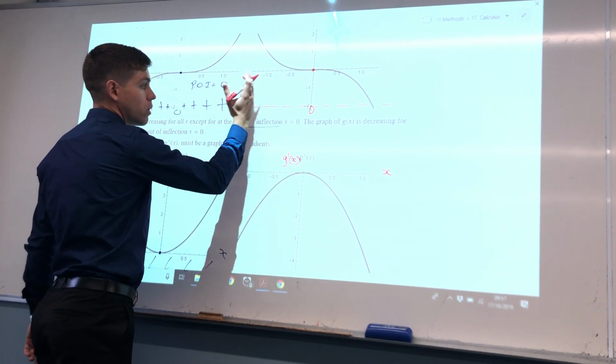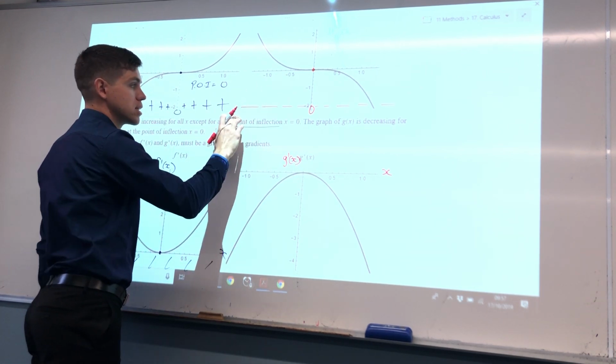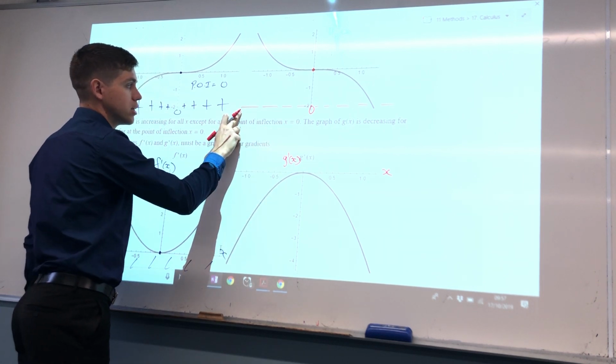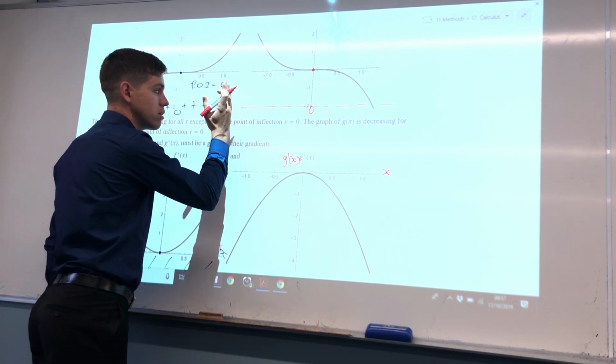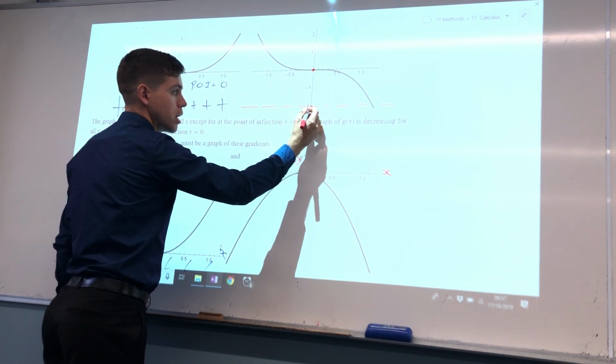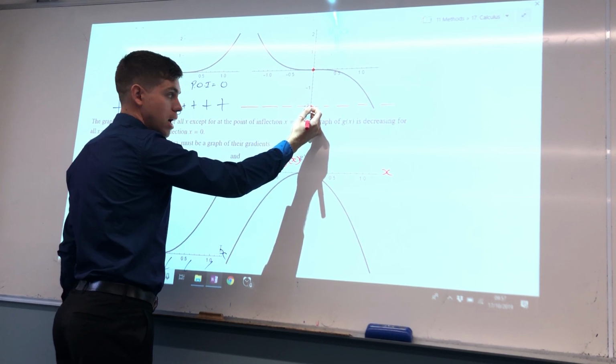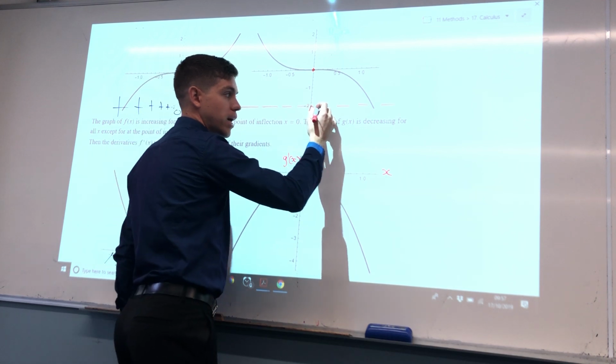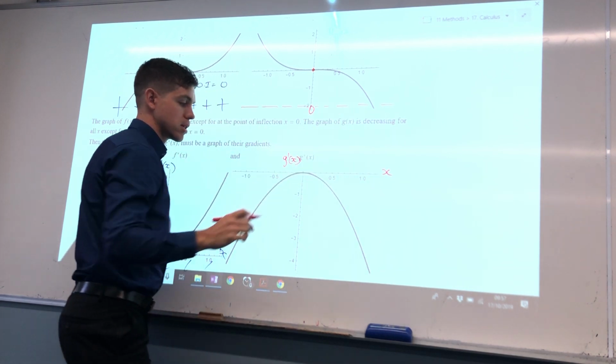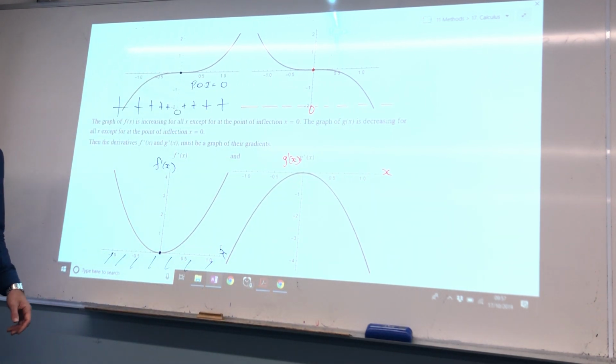And the way that this sine diagram can help us is that the gradient function will be in the negative region from negative infinity to 0. It will touch the x-axis at 0, and then it will return back into the negative region again after 0. Any questions about that?